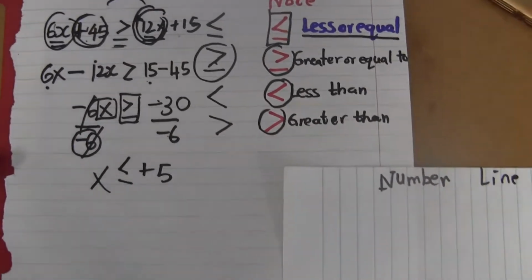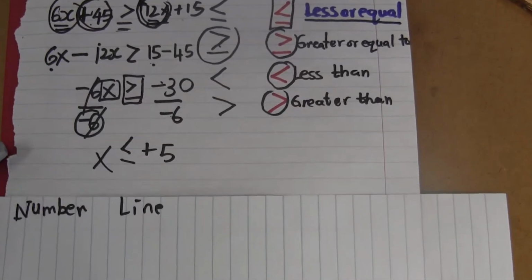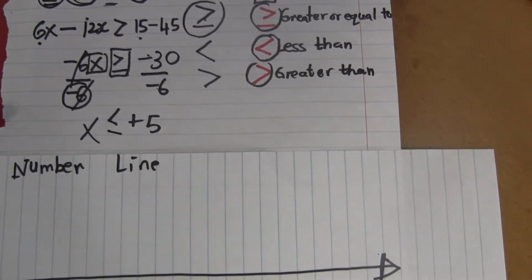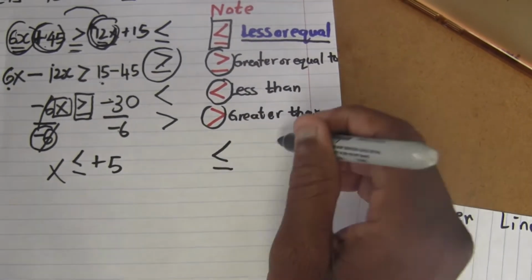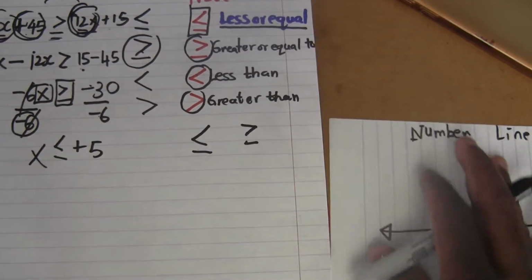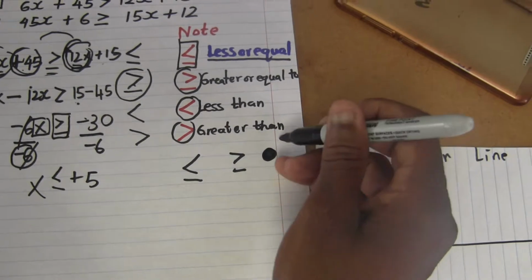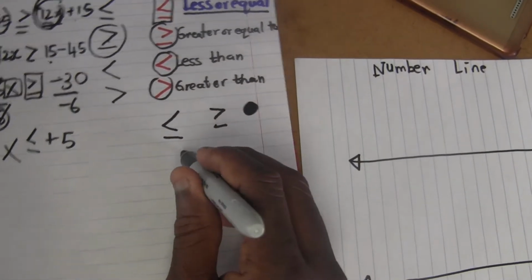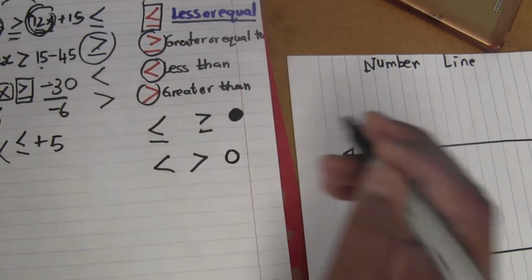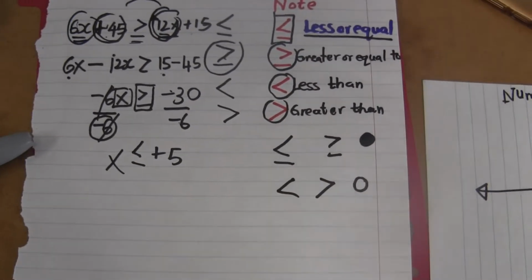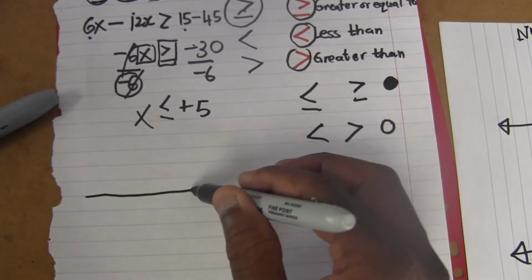Now we're going to check this and see how we can present it on a number line. So let's say this is a number line. Another thing, excuse me: whenever you present this sign, greater than or equal to, on a number line, you always present it with a solid dot. But if it's strictly less than or greater than, you present it with an open circle. You know what I'm saying? So now, if you had to draw a number line for this, draw a number line.